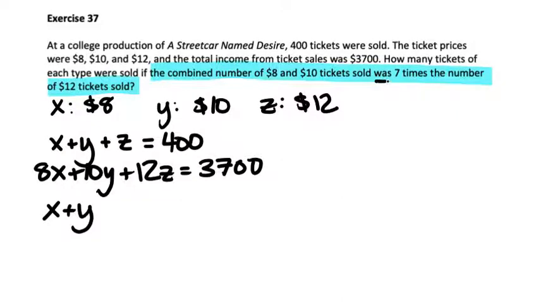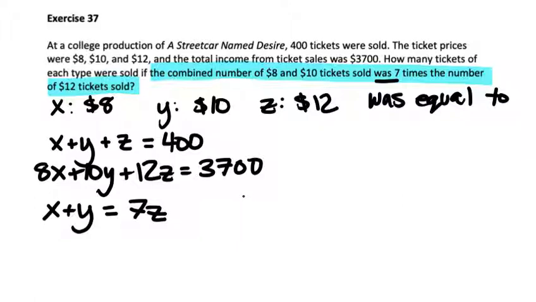Now when you see the word was here, you can think of that as a shortcut for was equal to. So if I use was equal to, then that tells me that my equation is going to have an equal sign. 7 times the number of $12 tickets sold, well, that's going to be 7z.